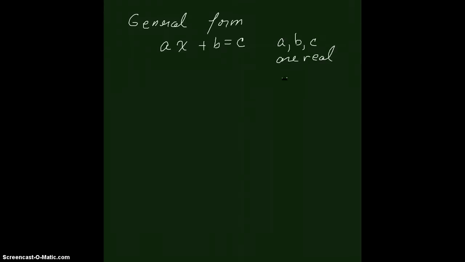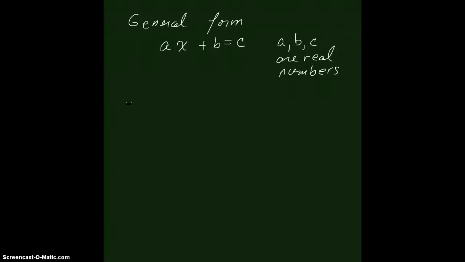The general form of a linear equation of one variable looks like this: a x, and I'll use x as my variable, plus b is equal to c. In this case, a, b, and c are real numbers. It means they could be decimal, they could be rational, they could be negative.